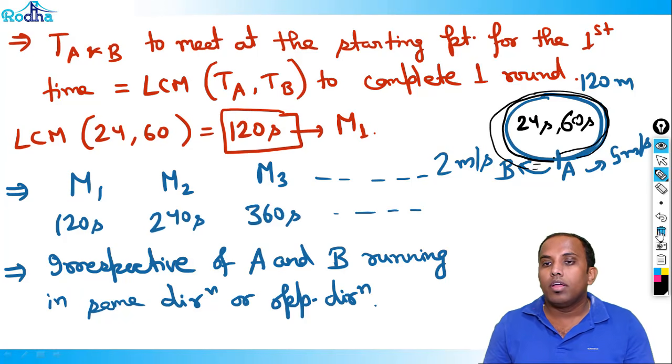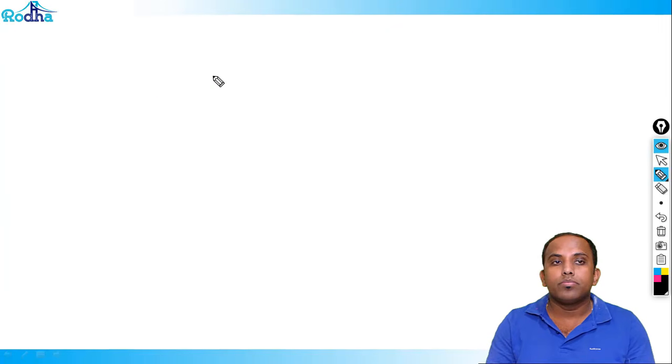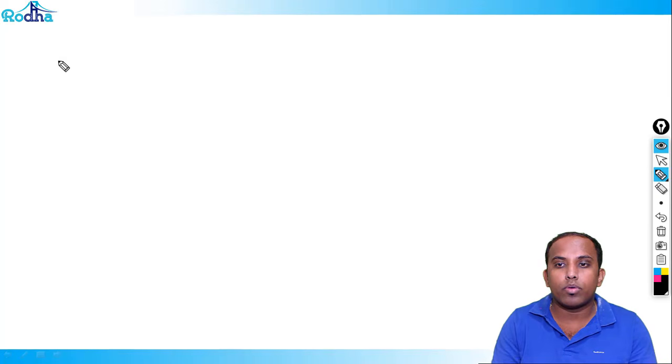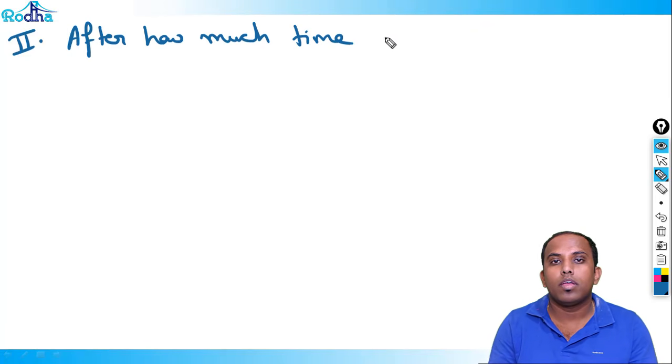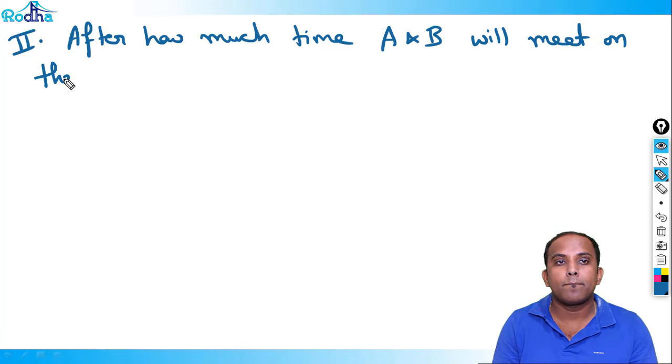Now let's discuss the second case here. Okay, so again I'll take the same example, right? So the length of the track is 120 meters and A and B are running at the speeds of 2 meters per second and 5 meters per second. So the second case is basically, okay, after how much time A and B will meet on the track for the first time.